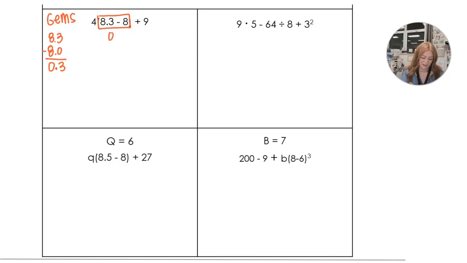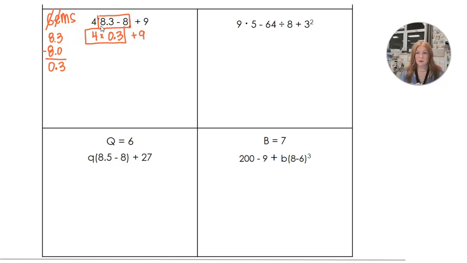So we're left with 0.3. Now these are connected right here by multiplication. So we're going to times that by 4 and add 9. So now we don't have groups, all done.